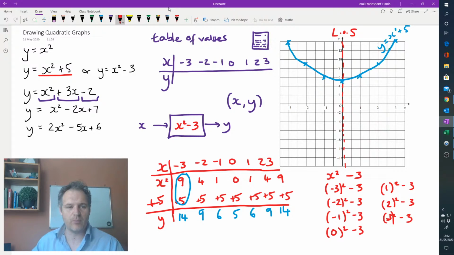X number squared, so minus 3 squared is 9, take away 3 is 6. 4, take away 3 is 1. 1, take away 3 is minus 2. 0, take away 3 is minus 3. Minus 1, take away 3 is minus 2. 4, take away 3 is 1. And 9, take away 3 is 6. Notice it repeats. You always know in a quadratic it's going to repeat, so you want to make sure that you've got that repeating pattern.